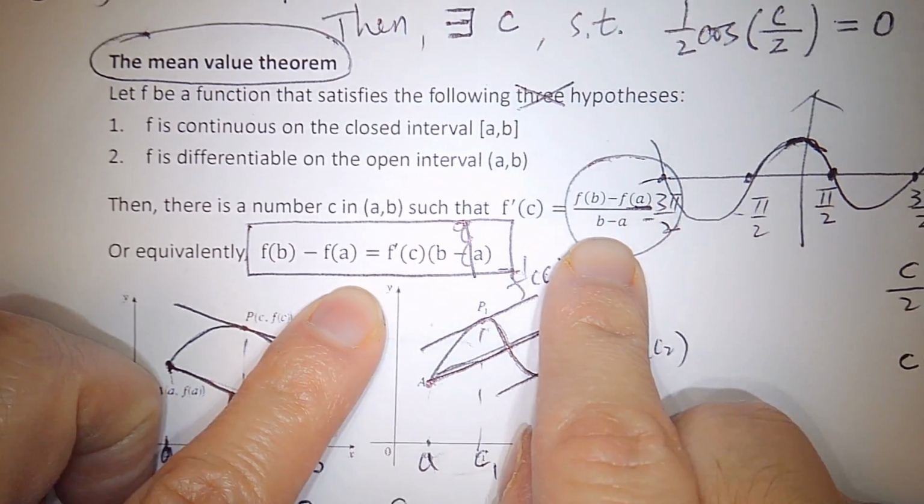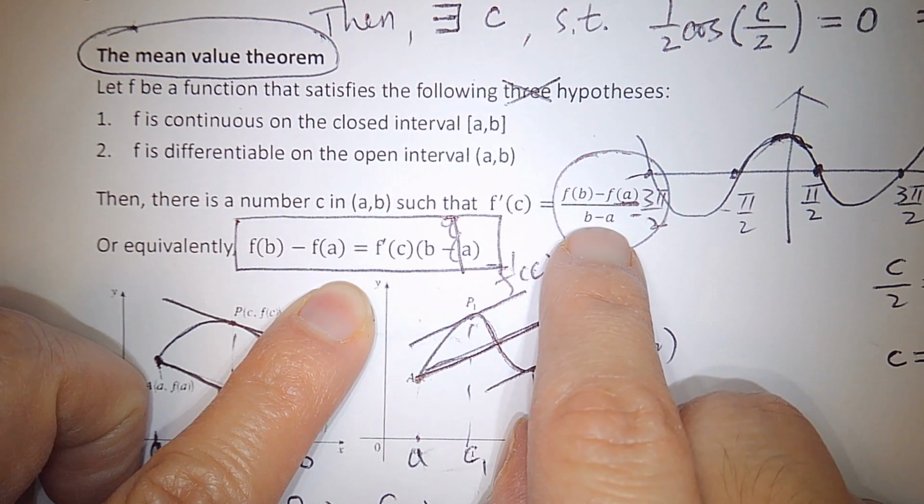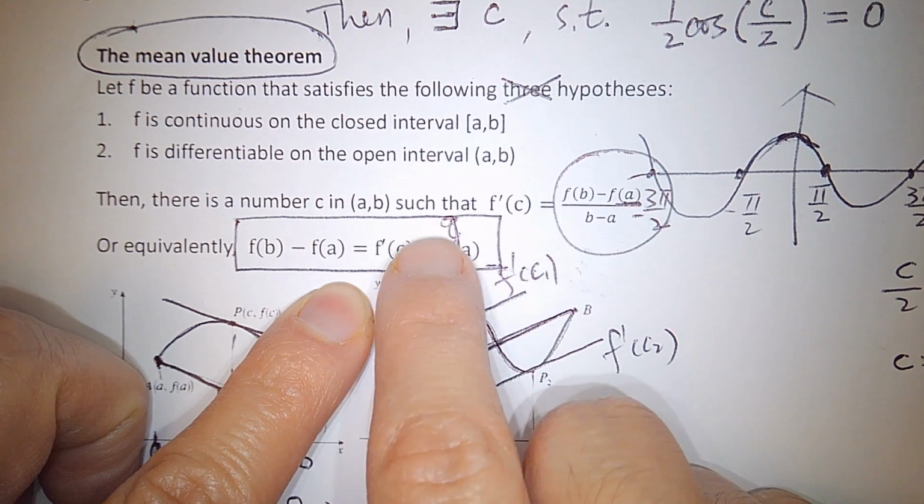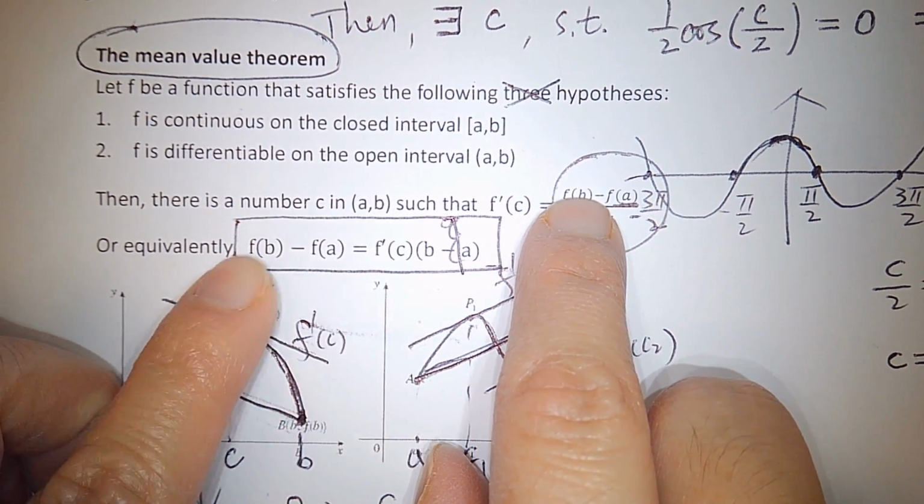This and this are the same. Because from this equation, if we multiply by B minus A on both sides, what do we get? We have f prime of c times B minus A, right? And it equals what? f of B minus f of A.